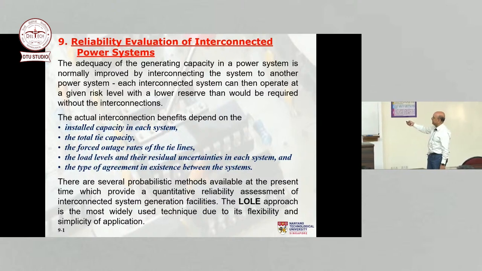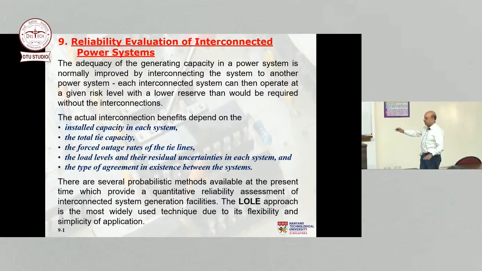The load levels and their residual uncertainties in each system. My system is A, the supporting system is B. I have a load level in A, there is a load level in B, and these load levels are changing, they are not constant. So we need to be aware of the load levels and their uncertainties in each system. Whenever I need power from the neighboring system, maybe they cannot supply because they are on their peak load. If they are on their low load, they will be able to supply. So it is dependent upon the peak load in each system.